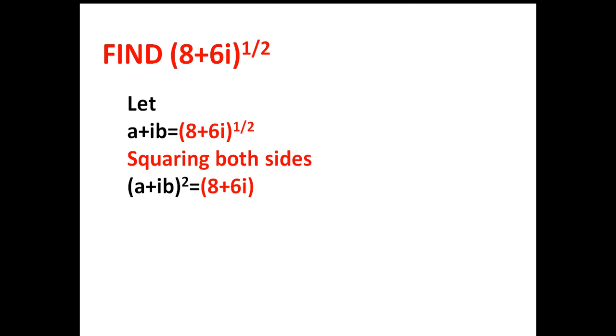Upon squaring, the under root is cancelled. The 1 by 2 is cancelled, because we are doing square on both sides. So a plus iota b gets squared, and on the other side, 8 plus 6 iota loses its power 1 by 2, so the power 2 comes on the left side.